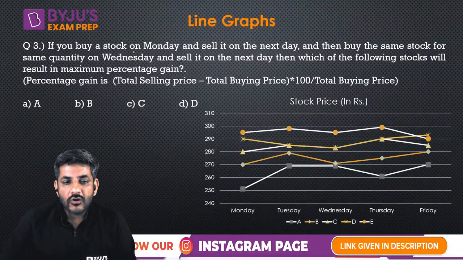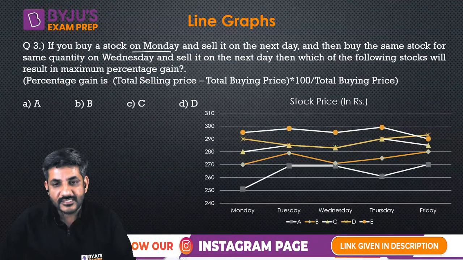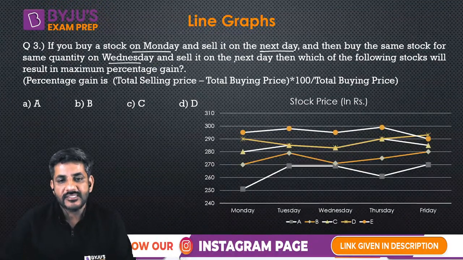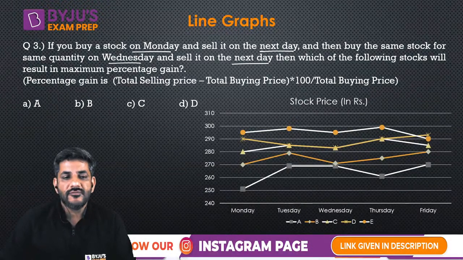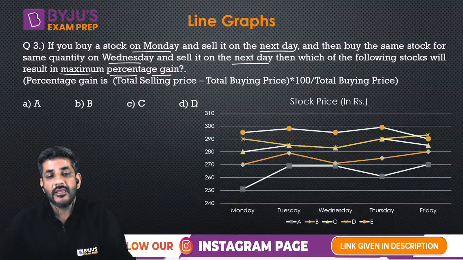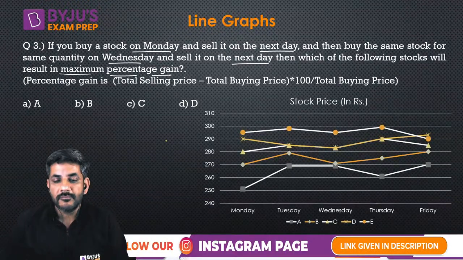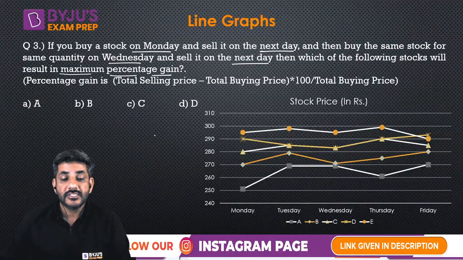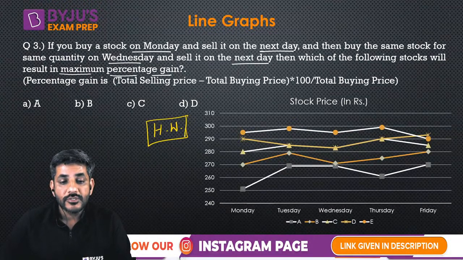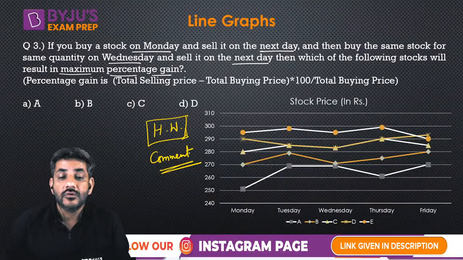If you buy a stock on Monday and sell it on the next day, and then buy the same stock for the same quantity on Wednesday and sell it on the next day, then which of the following stocks will result in maximum percentage gain? Which of the stocks will be giving you maximum percentage gain? Now this question is your homework, and I want you to answer this in the comment section, and I will be giving you the answer for this question in the comment section only.